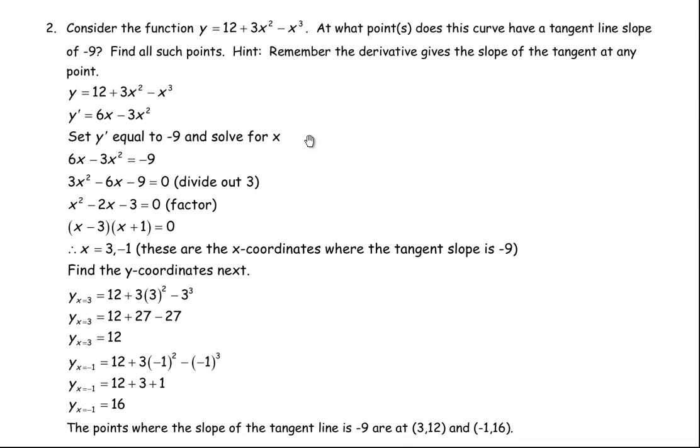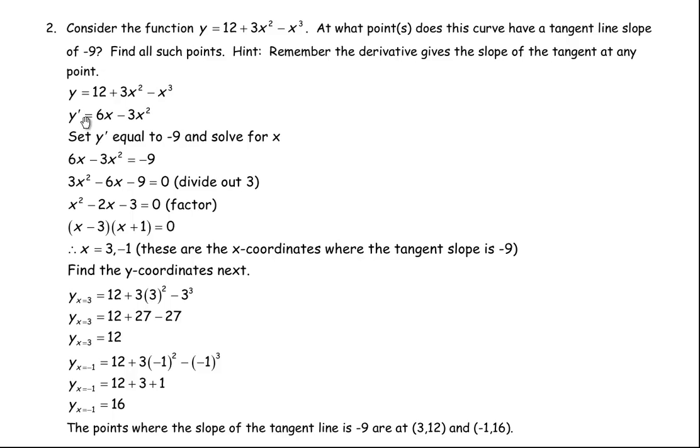For question number 2 here on the next page, you're asked to consider this function. You're asked at what point or points does the curve have a tangent line slope of negative 9? You're asked to find all such points. And there is a hint here. Remember, the derivative gives the slope of the tangent at any point. So here's our function, 12 plus 3x squared minus x cubed.